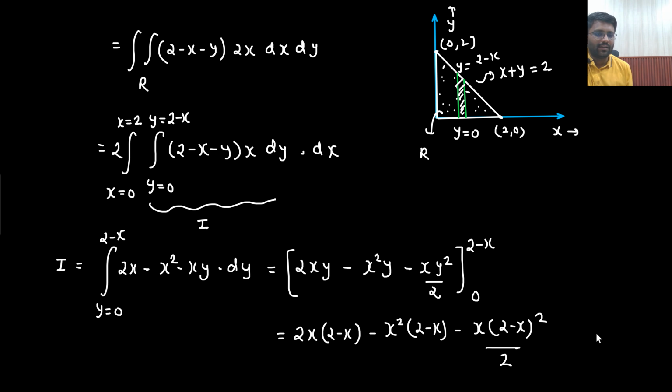Did you understand what I have done? 2 minus x minus y, 2x dx dy I need to do. 2 I have taken outside. This is the integration I we are solving, and this is the answer we are getting. Understandable? Limit of y we need to take from 0 to 2 minus x. So integrating 2x dy would be 2xy, x square dy would be x square y, and xy dy would be x into y square by 2, limit going from 0 to 2 minus x. Just put the value 2 minus x here. This is what we are getting. Now we need to solve this one.